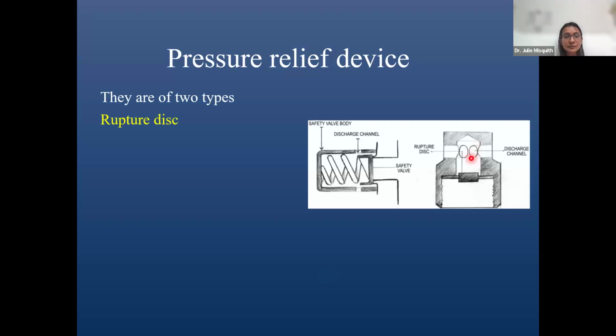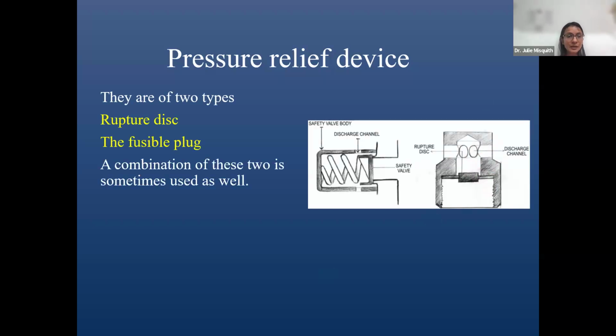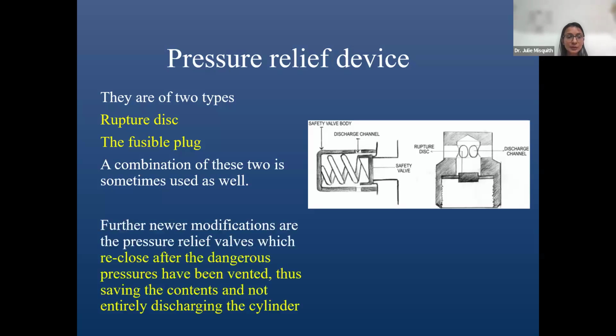This is the disc, and if it ruptures, all the contents in the cylinder are released. The other type of pressure relief device is the fusible plug. This is a thermally operated plug providing protection against high temperatures but not pressure. There is also a combination of these two which can be used.